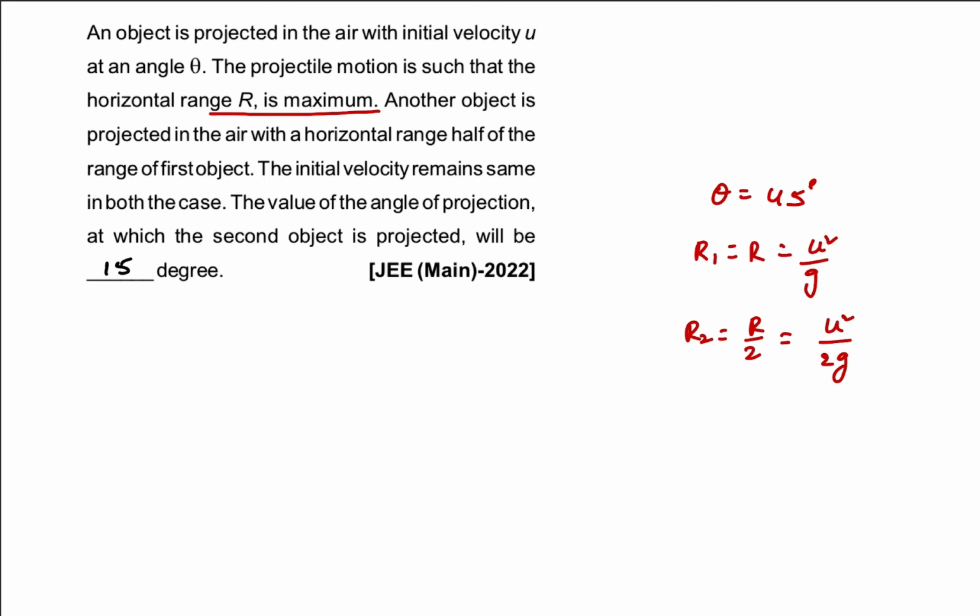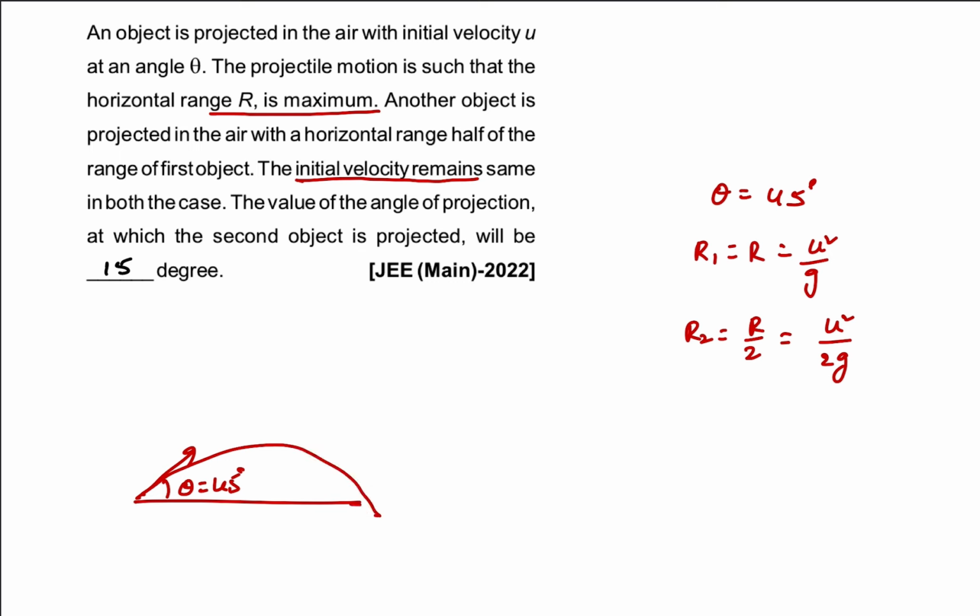Okay. The initial velocities remain the same in both cases. The value of the angle of projection at which the second object is projected. So we can see what the range values should be: u square by g and u square by 2g. When will you get the angle of projection? In both cases the angle of projection is the same, or the initial velocities remain the same. If the initial velocities remain the same, then how do we get the angle of projection in both cases?